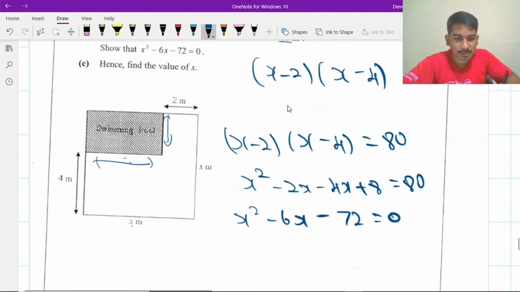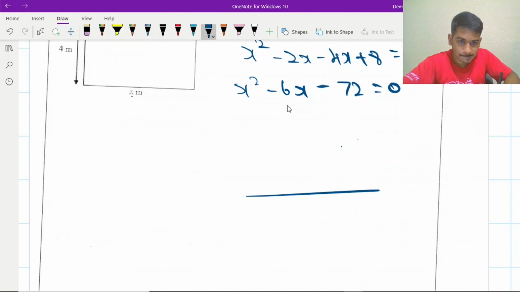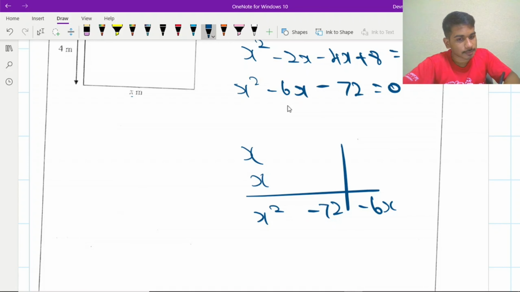Hence, find the value of x. So again, this thing. x squared, negative 72, negative 6x. 7 and 8 and 9. No, it doesn't work. Let me think. 12 and 6 should be right. 12 times 6 is that. Yeah, 12 times 6 is that. And then negative, right? So this should be the one that's negative.